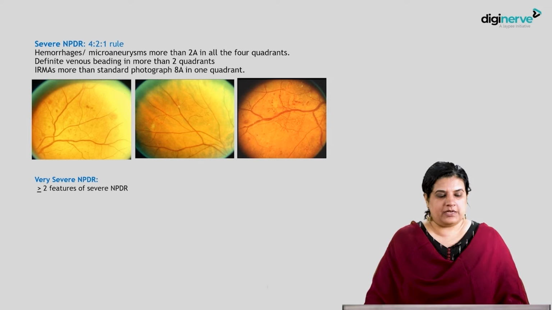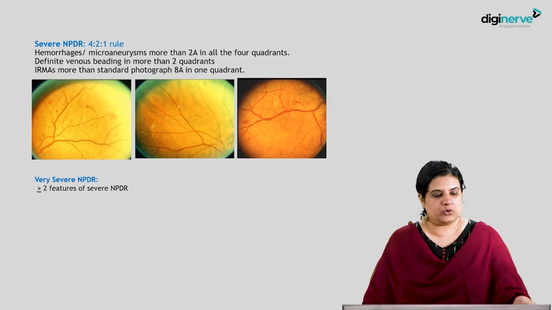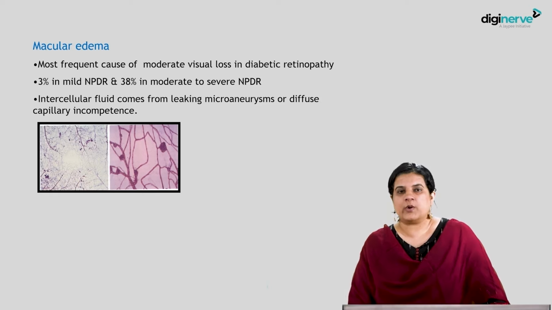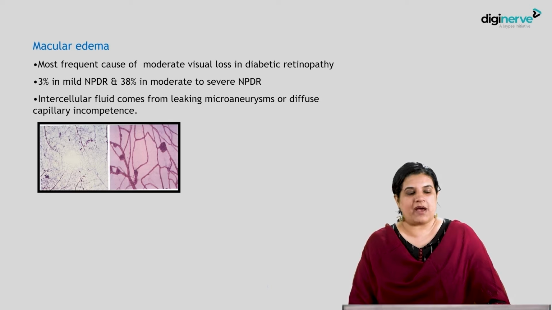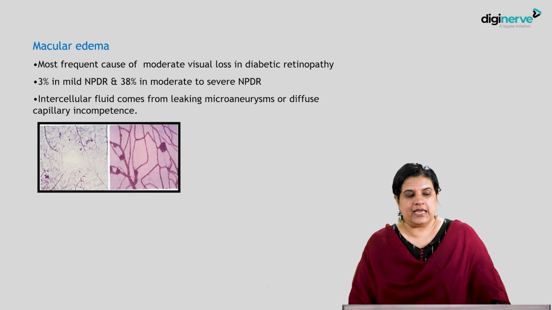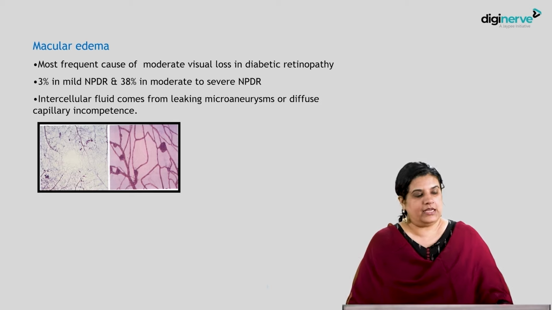Very severe NPDR suggests there are more than 2 features of severe NPDR in the patient. Then we have another entity which is quite common in diabetics, and it is called macular edema. This is one of the most frequent causes of moderate visual loss in patients with diabetic retinopathy. It is seen in 3% of cases with mild NPDR and as many as 38% of cases in moderate to severe NPDR. In this, the intercellular fluid comes from leaking microaneurysms or there is diffuse capillary incompetence.